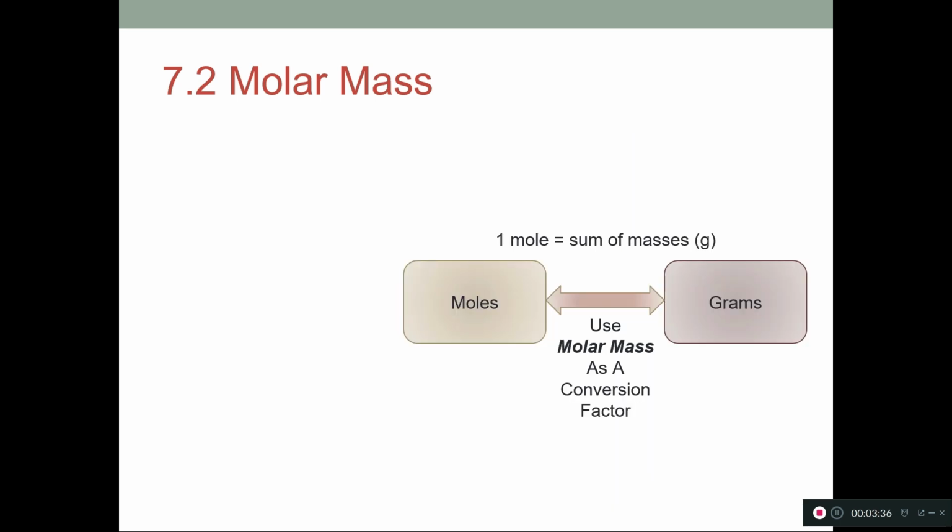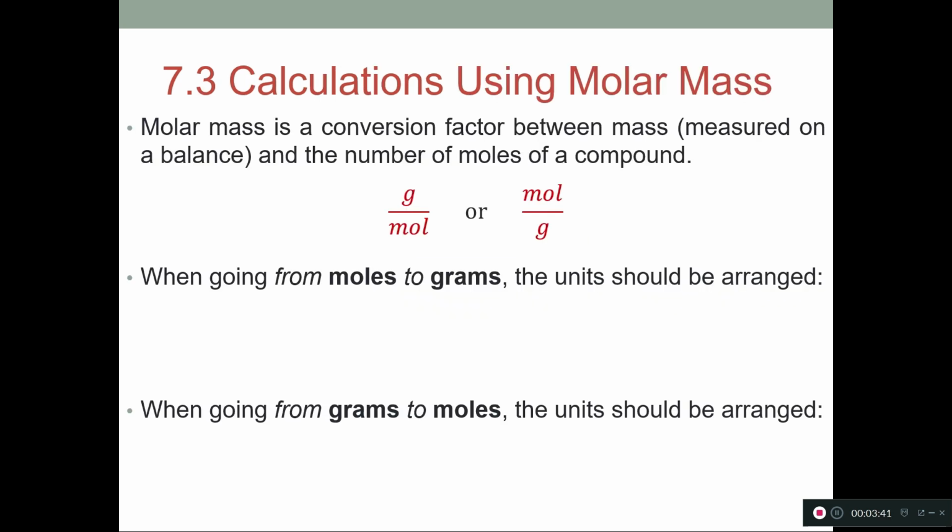And so we can use this to go between moles and grams of a substance. And to do that, we want to use this conversion factor where we can either use it as grams over moles or moles over grams. So when we go from moles to grams, we want to use it like this. We start with our moles, so we want to cancel out the moles, so we want to put grams on top. Then when going from grams to moles, the units should instead be arranged like this, where we now want grams on bottom so that it cancels out with the grams that we have, and we end up with moles in our answer.